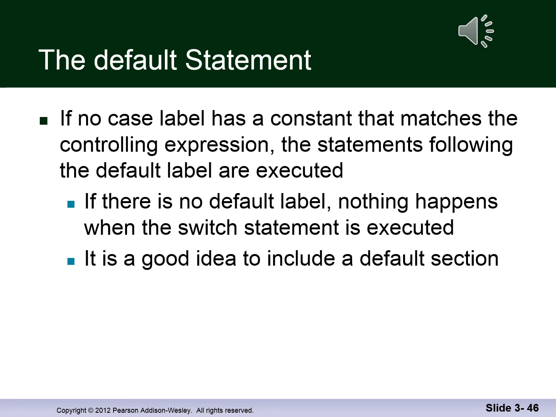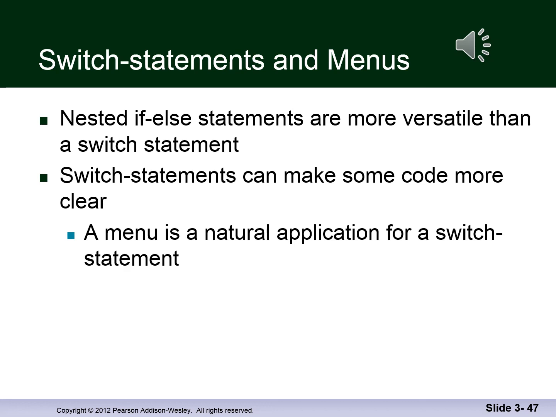It's a really good idea to have a default statement to handle cases not clearly delineated within the switch. If no case label has a constant that matches the controlling expression, the statements following the default label are executed. It's not mandatory that you have a default label, and nothing happens when the switch statement is executed if it doesn't find a matching case and there is no default. But it is good practice to include a default section. It might be obvious that nested if-else statements provide more versatility than a switch statement. But switch statements have certain applications, such as a menu, which is the perfect application for a switch statement. And we'll take a look at a menu in the code for 3.7 next.